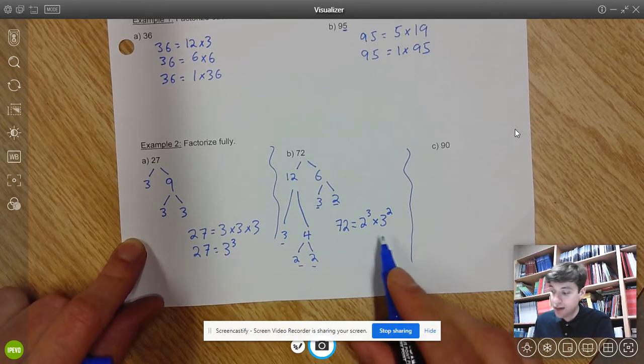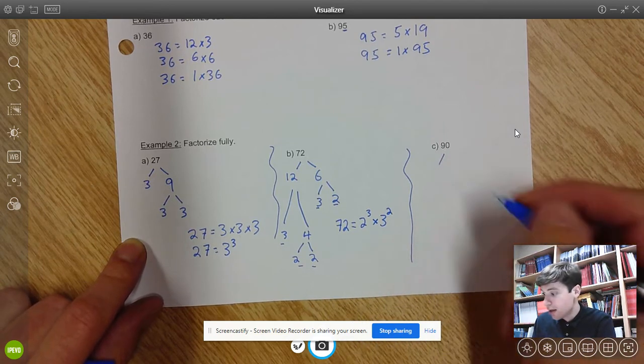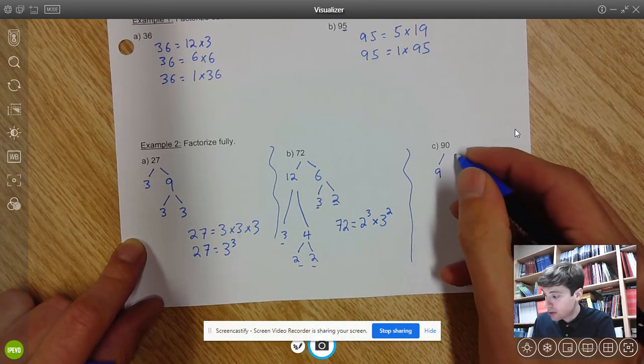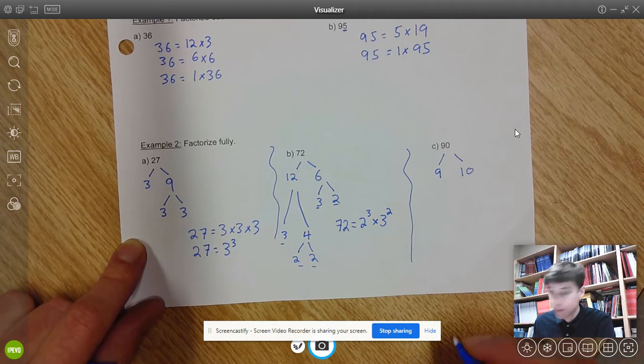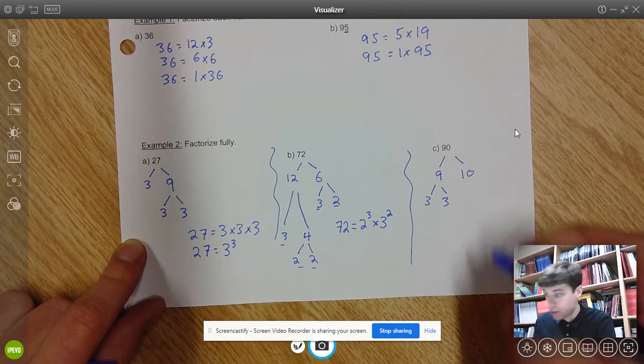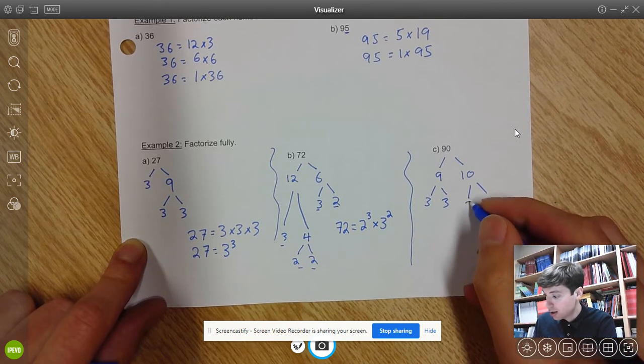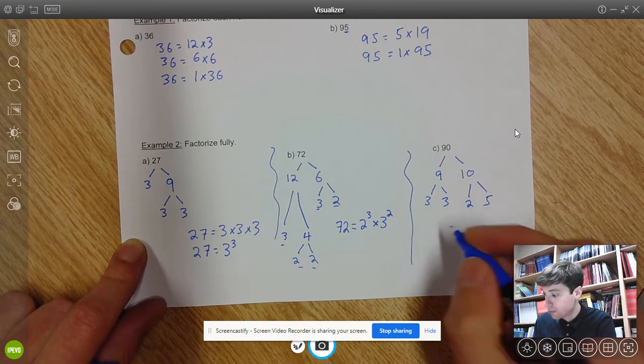So again, I'm breaking down 72 and rewriting it as a product of only prime numbers. The last one, 90, well, it ends in a 0, so I can definitely divide it by 10. 9's not prime. We've done this a few times. I can break 9 into 3 and 3. Those are both primes. Can I factorize 10? Yes, 2 times 5, and they're both primes.